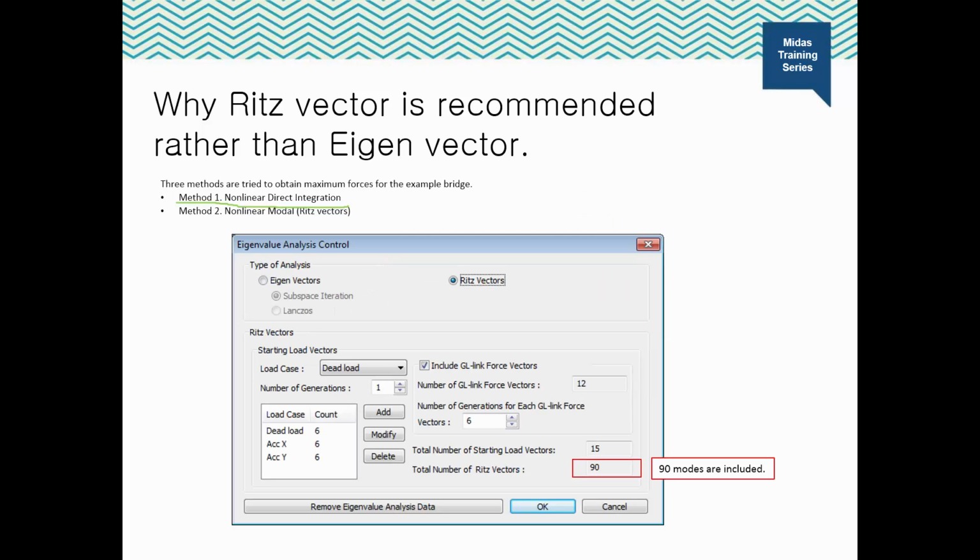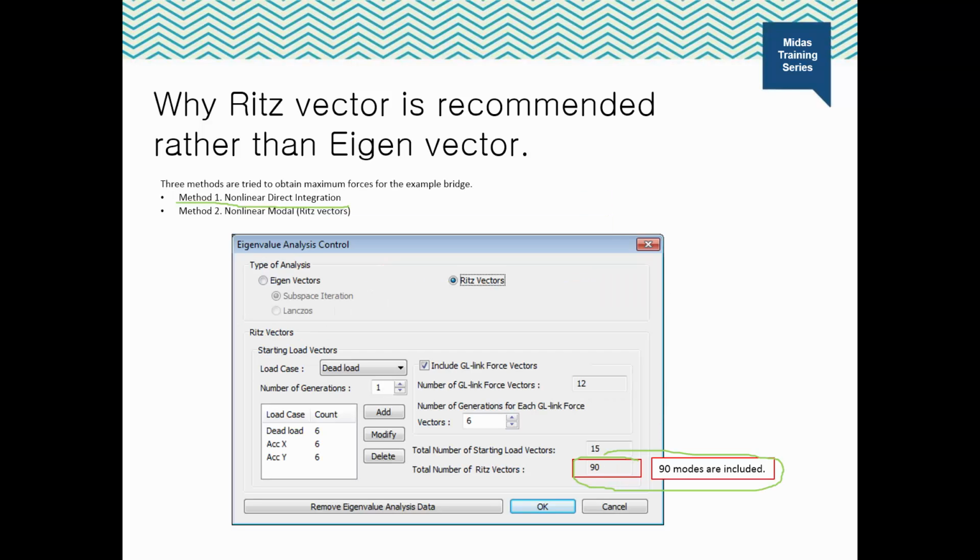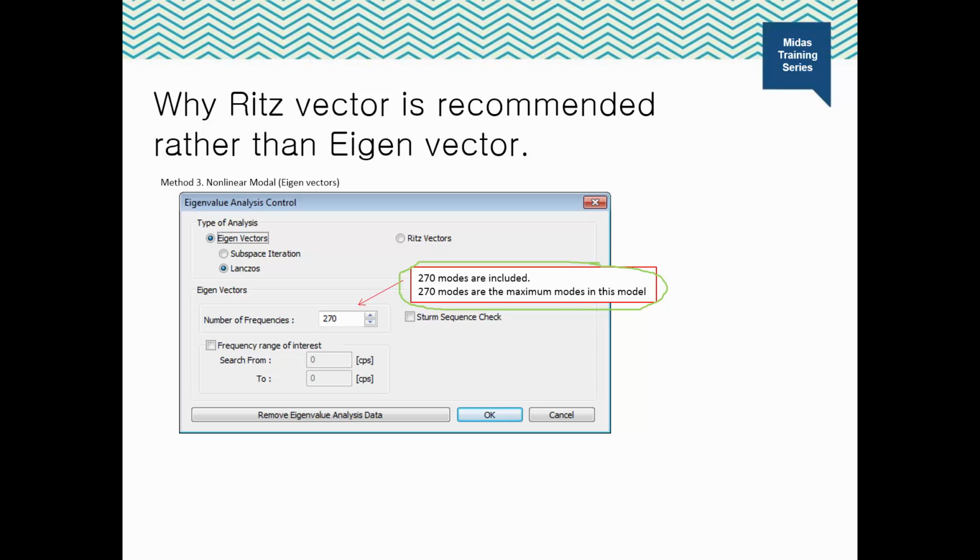Now, if you compare the input of nonlinear Ritz vector, you will see that in the Ritz vector we have included 90 modes, but in modal superposition using the eigenvectors, we have actually included 270 modes. Clearly, the number of Ritz vectors is 90, almost one third of what we use for the eigenvectors. Definitely, the time required for Ritz vector will be much less than the time required for the eigenvector analysis.